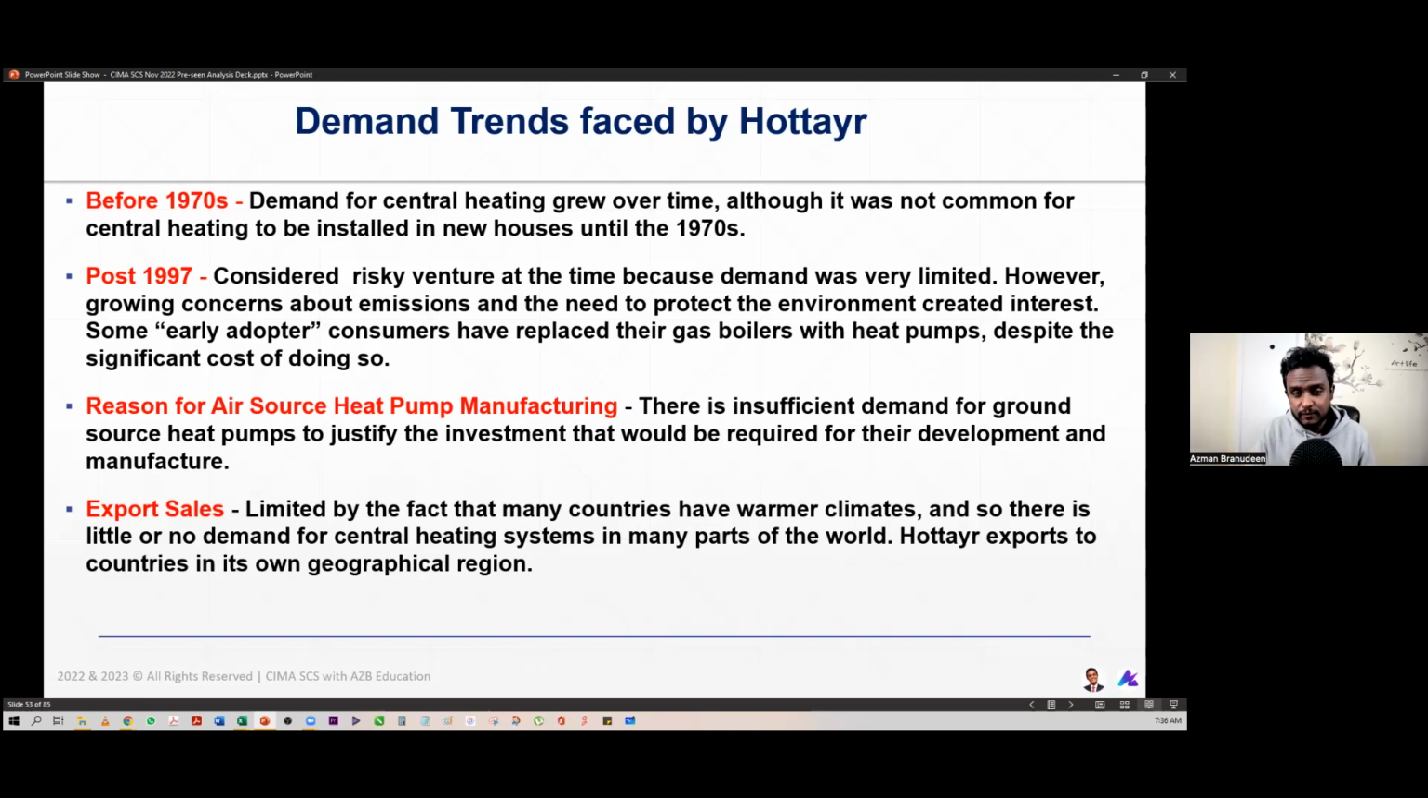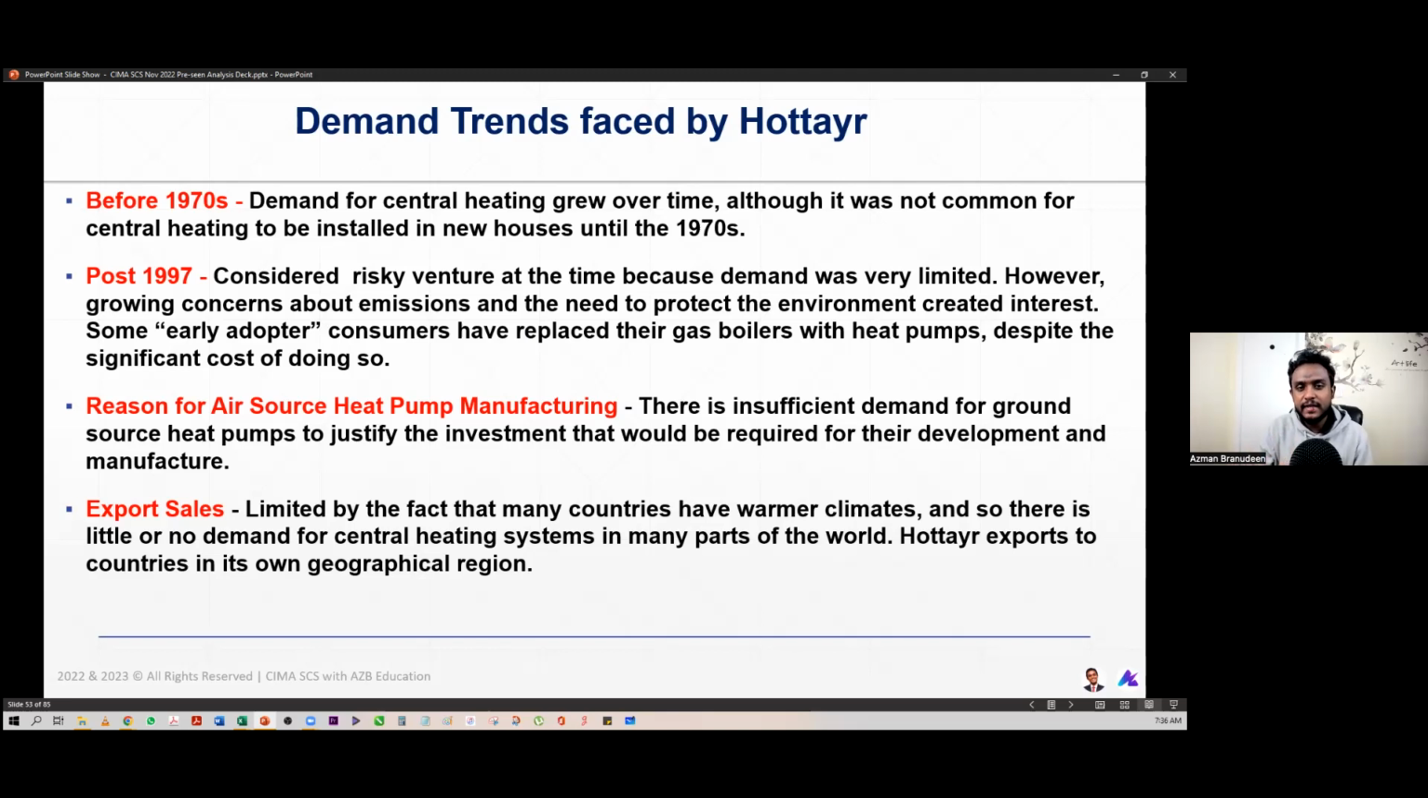Now, Hottayr manufactures only one type of source heat pump, and that is air source, which is basically placing your evaporator just outside. What you generally see with any building which has a heat pump is a mechanism, which I showed you last week. So the evaporator is outside and we use air source. There's a reason for this, which is that there is insufficient demand for ground source heat pumps because of the investment.